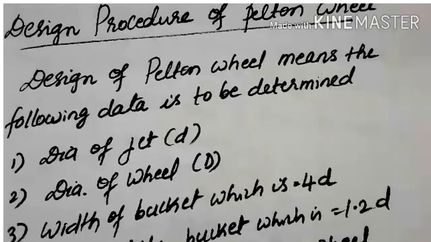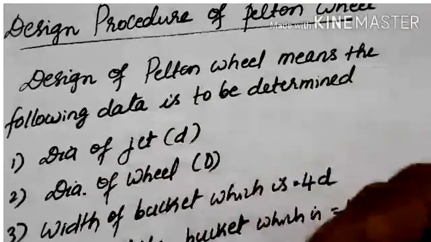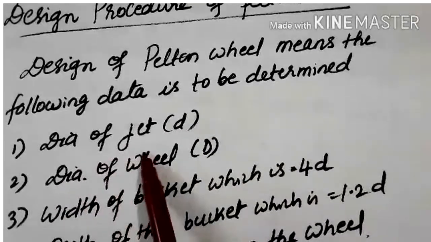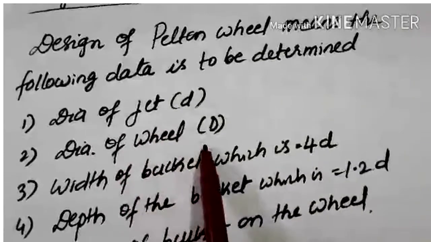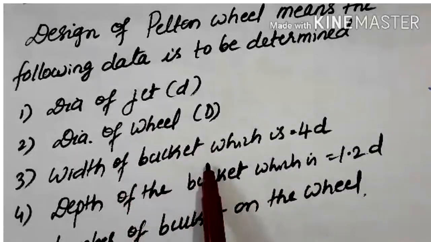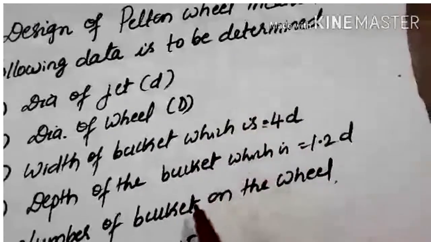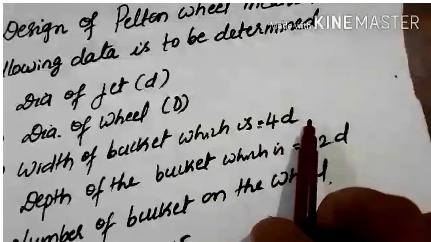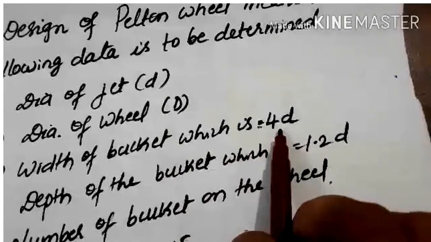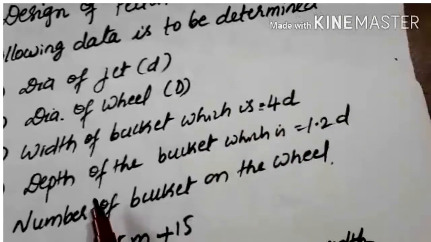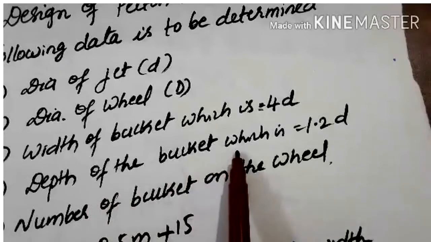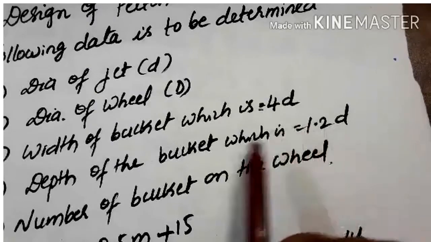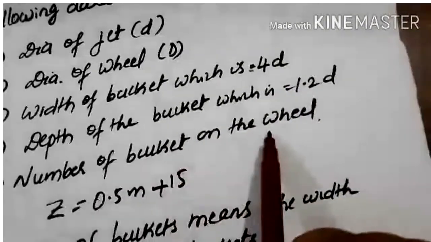So in this particular design, we need to calculate the diameter of the jet, then the diameter of the wheel, then the width of the bucket, which is generally taken between 3 times the diameter of jet to 5 times the diameter of jet. I am taking here 4 times the diameter of jet. Then you have to calculate the depth of the bucket, which is to be taken 1.2 times the diameter of jet, and the number of buckets on the wheel.